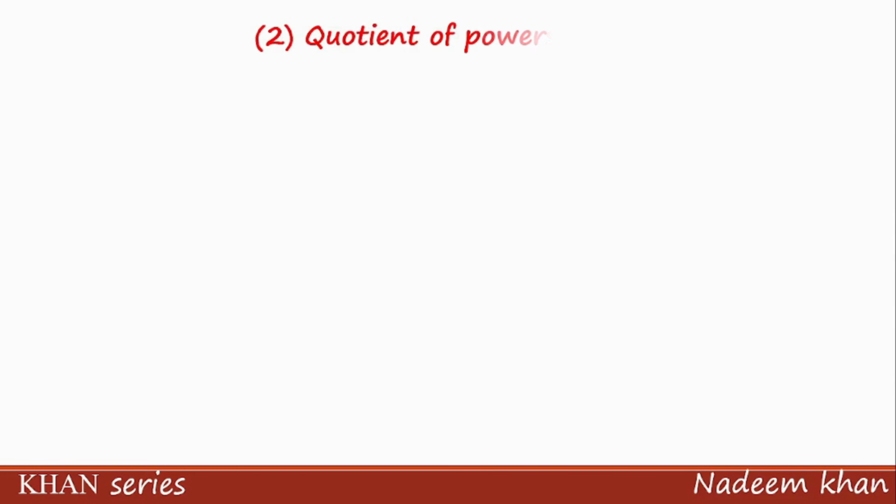Rule number 2. Quotient of powers. A to the power m divided by a to the power n equals a to the power m minus n. When we divide powers with the same base, we keep the base and subtract the exponents. इसका मतलब ये है कि जब दो पावर्स का बेस सेम हो और इनको आपस में डिवाइड किया जाए तो बेस वही रहता है और सिर्फ एक्सपोनेंट को सब्ट्रैक्ट किया जाता है.